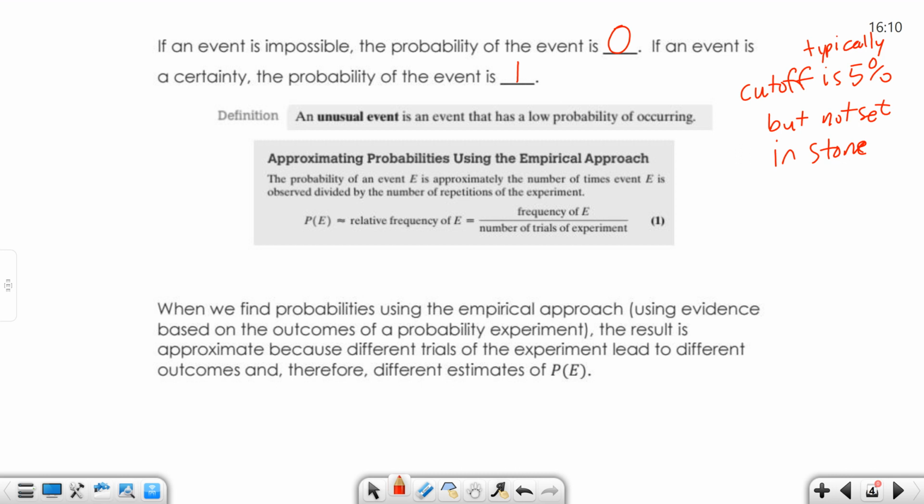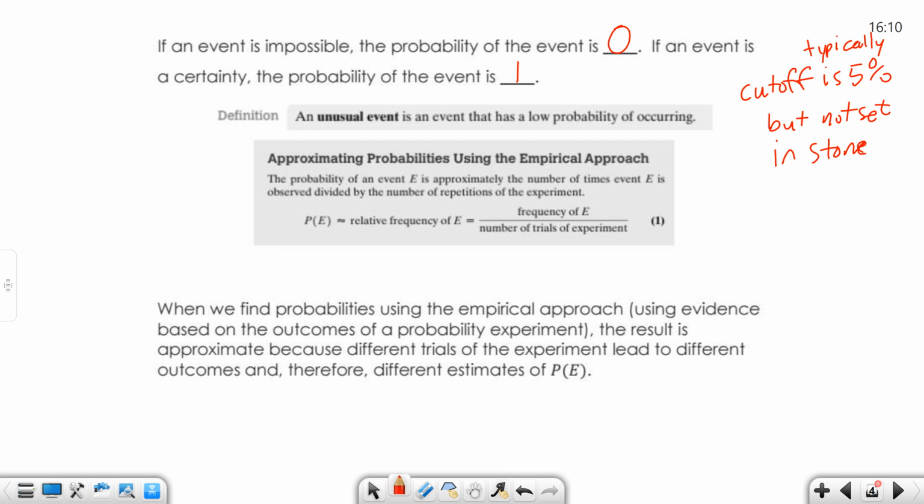All right? Approximating probabilities using the empirical approach. The probability of an event E is approximately the number of times event E is observed divided by the number of repetitions of the experiment. So, empirical approach, you are doing experiments, flipping the coin 10 times, like we said, not thinking about the number of outcomes and how many ones are possible and all this other stuff. We're actually doing experiments. When we find probabilities using the empirical method, using evidence based on outcomes of an experiment, the result is approximate because different trials lead to different outcomes and therefore different estimates of our probability of E.